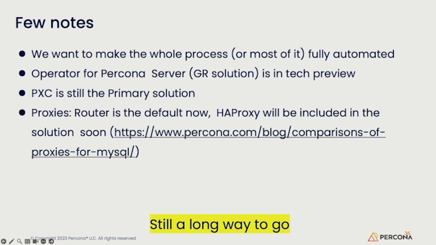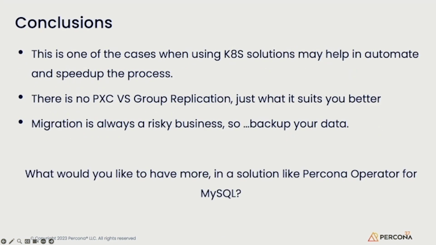And the operator for Percona Server in group replication, as I said, is technical preview. For the moment, PXE is still the primary technology. And as I mentioned already, the router will be changed. And to conclude, we think that this is one of the cases where the automation around Kubernetes and the operator helps you a lot, because you can do a migration also on iron, whatever.